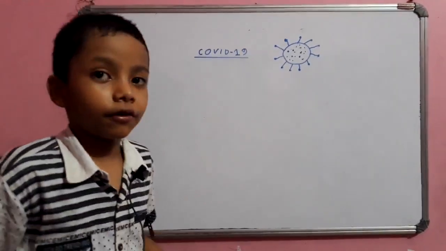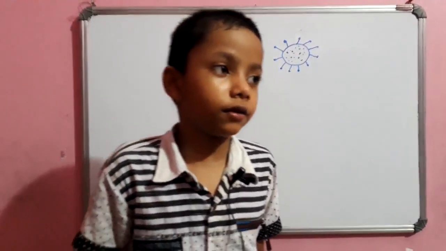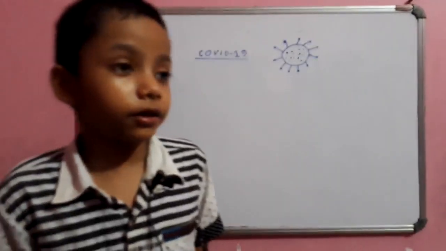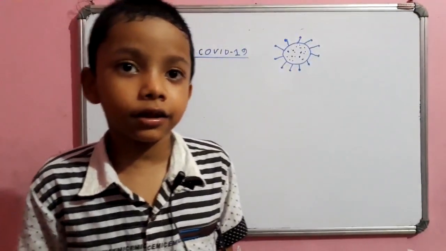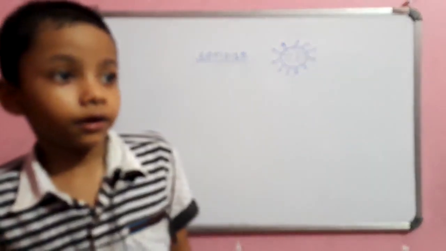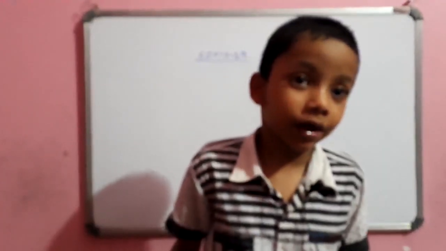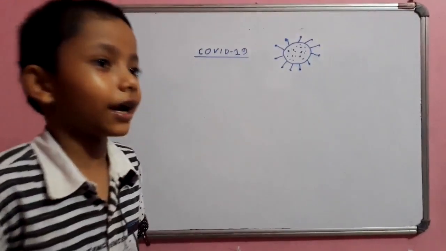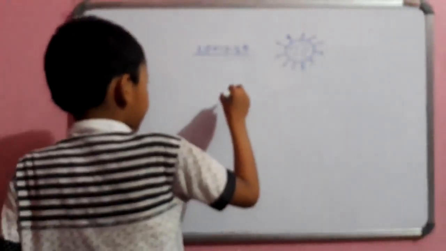The novel coronavirus, or 2019 nCoV, is a new strain of coronavirus which was first detected in Wuhan, China, in December 2019. The disease caused by novel coronavirus is named COVID-19.